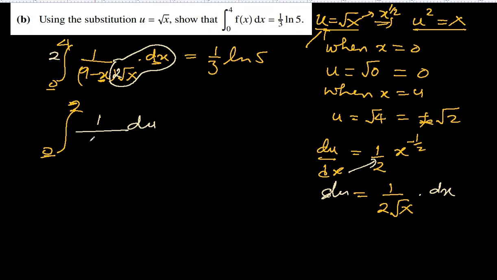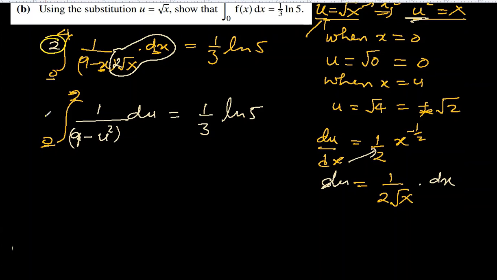1 over 9 minus, okay, x is u square, so u square here. I didn't write 2 here, so this we should not miss. All right, so I will ignore this 2, the limit 0 and 2. I will just focus on the integration and we'll go back to these numbers later. Okay, so I can write this 9 minus u square as 1 over 3 plus u and 3 minus u, isn't it?